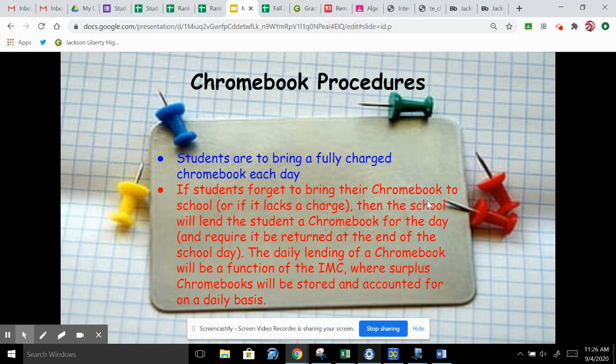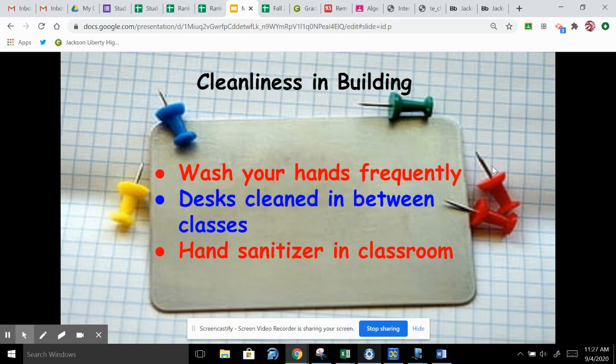Throw it on your charger, put it in a place where you're going to be able to find it the next morning, and bring it to school fully charged so you have it for the day. If for whatever reason, guys, you have a Chromebook that lacks a charge, or if you forget it, the school does have an allotment of Chromebooks to lend you, which obviously need to be returned at the end of the day. But if you can limit that, that would be huge, because there's enough going on in this building as it is. So the more we can help everybody else out, that would be huge. Remember to bring a fully charged Chromebook every single day.